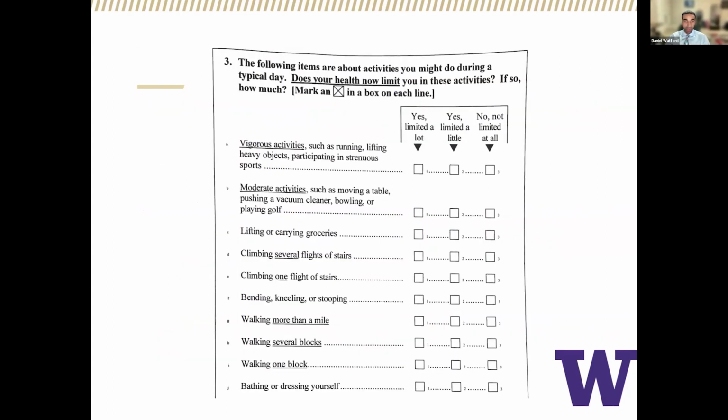This is just an example of that 10-question component of the SF-36 that I mentioned earlier. Some of the things I mentioned included the ability to walk several blocks, the ability to lift or carry groceries, the ability to climb several flights of stairs, and the ability to even bathe or dress yourself. As I mentioned, these are scored on that same scale: limited a lot, limited just a little bit, or not limited at all.